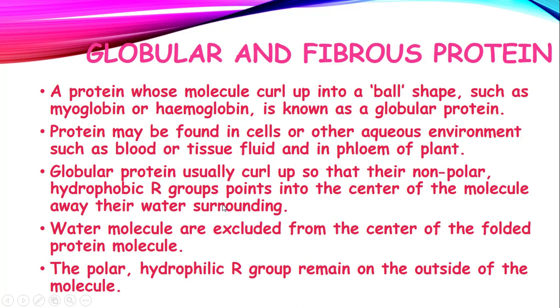Okay. Now you might remember the structure of amino acid. The structure of amino acid contains an R group. Why are amino acids different from one another, or why are there 20 different types of amino acid? Just because they have different R groups. This R group separates one amino acid from another amino acid. Water molecules are excluded from the center of the folded protein molecules. Okay, the polar hydrophilic R groups remain on the outside of the molecule.